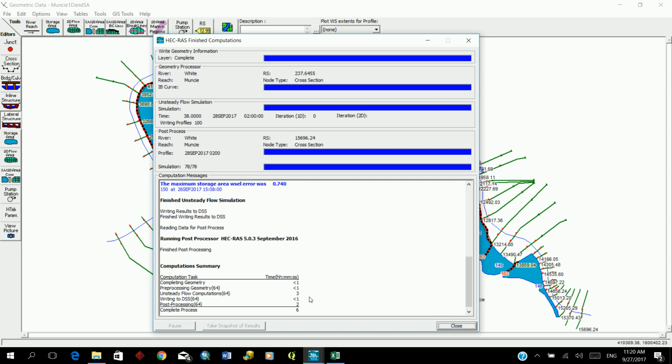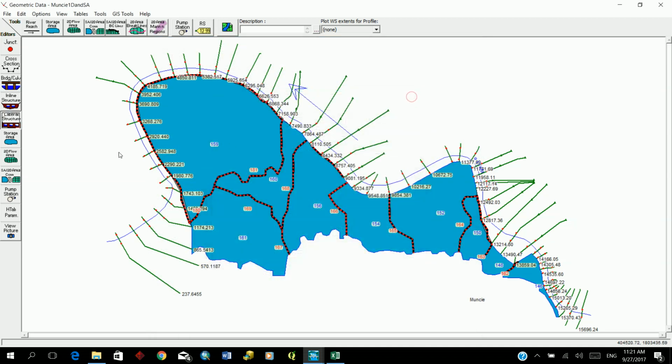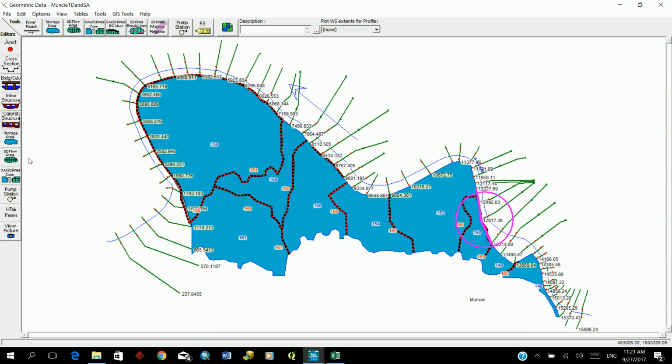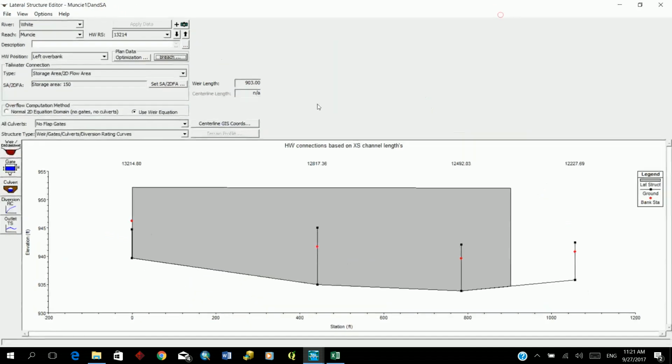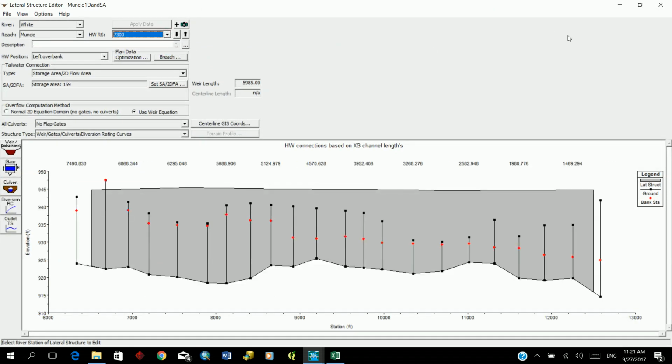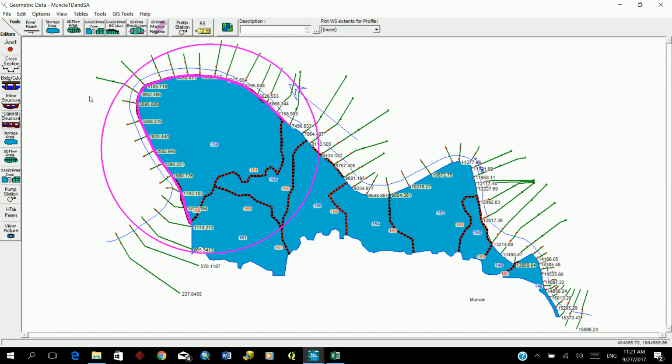I will close this, close, and I will go to lateral. And now let's look at the results. You see now the breach here? You see the breach, it is here, and it will enter in function when the water level will be at 947. So, do you notice that the water level is not raising so much as in previous runs? Yeah, it goes very little as compared with the previous runs when it was reaching almost this point. You remember?